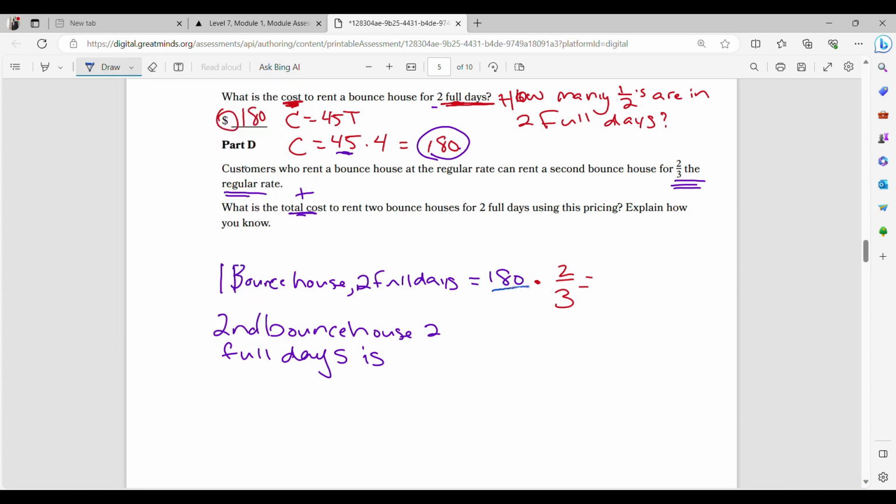We're going to make this 180 over 1, and then we're going to reduce. 3 goes into 3 once, 3 goes into 18 6 times. 3 goes into 0 0 times. So 60. 3 goes into 180 60 times. 60 times 2 is 120. 1 times 1 is 1. So the additional price is 120. So let's bring it on back. So this equals 120.